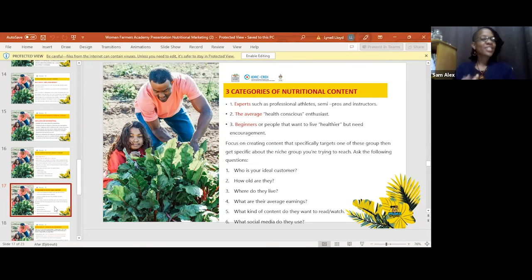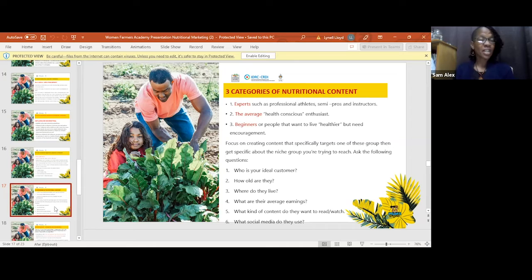Right. Let's talk about nutritional content, because you have to also understand who you are targeting. And there are different groups of persons you're targeting. And you may remember the word I used earlier, multifaceted. Your marketing has to be multifaceted because you're appealing to different people. There are the experts. The experts are the professional athletes, the semi-pros, the instructors. They're the ones who want to know about the macros and the protein and how many grams and the calorie deficit and so on.